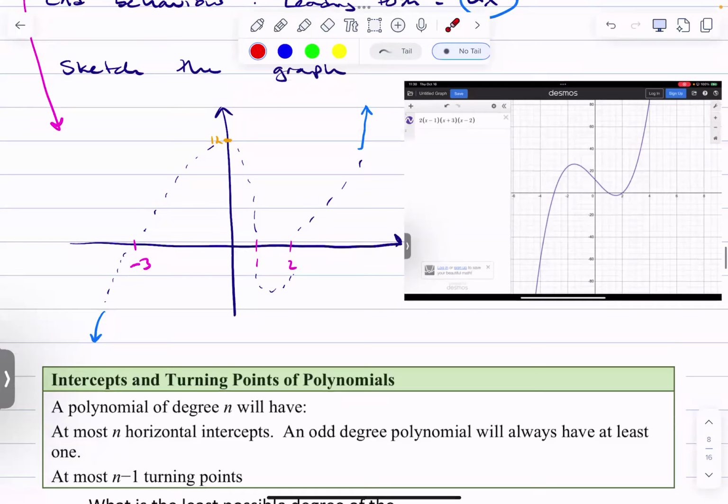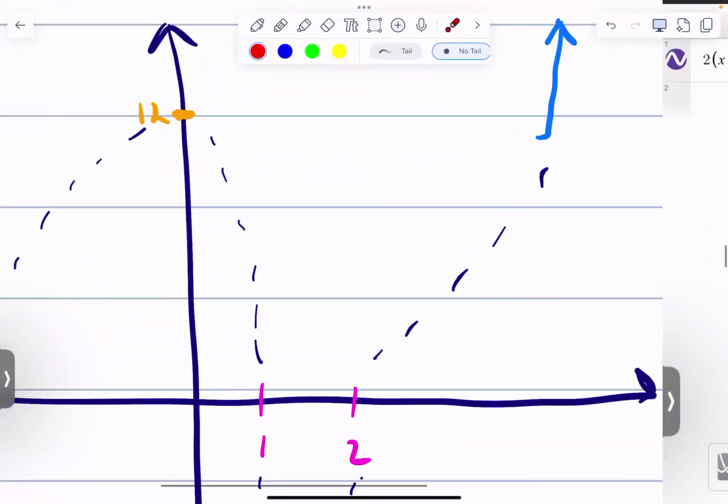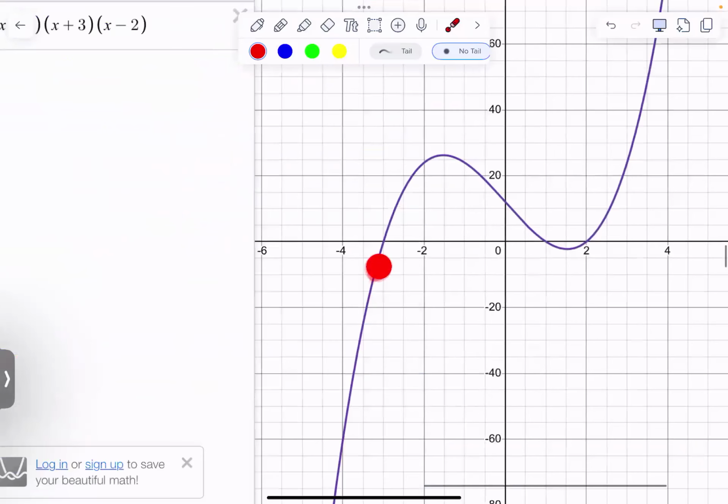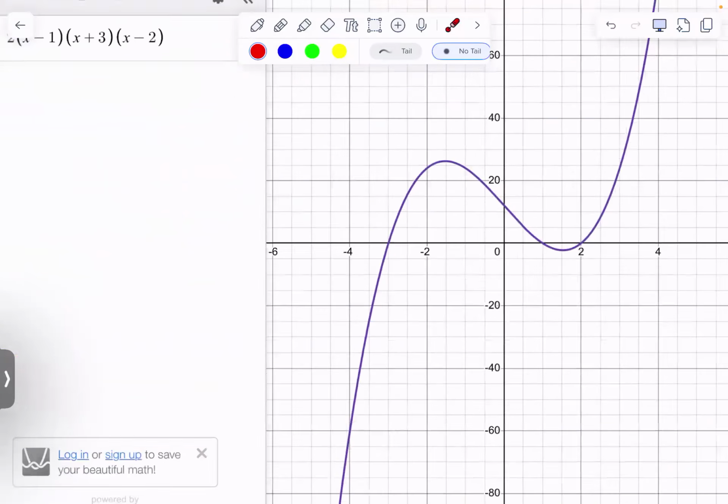Let's see here. So what did I do here? I made the turning point at the vertical intercept. That's not necessarily the case as we see here. It took a downward turn before it hit the vertical intercept, and so that can happen. That's okay, we're just doing a general sketch.